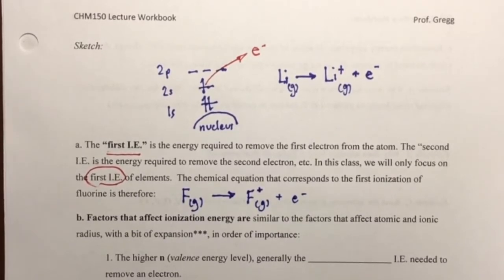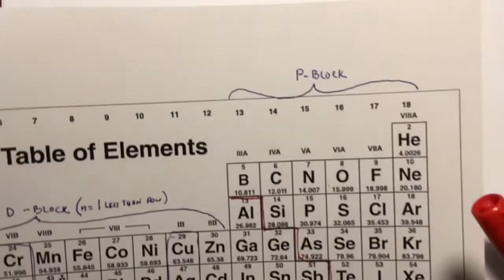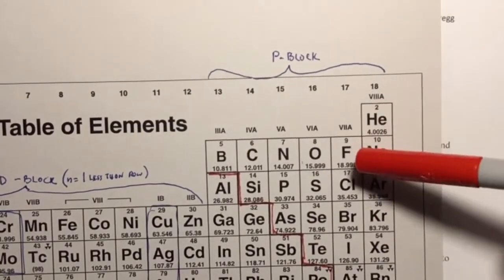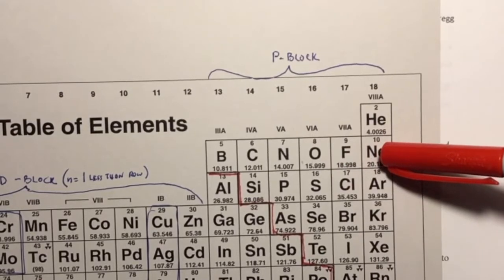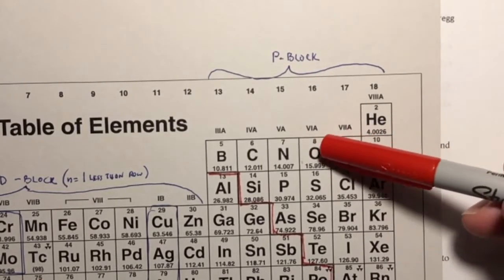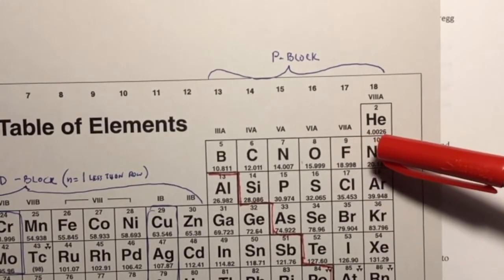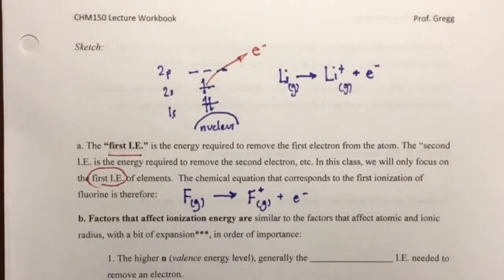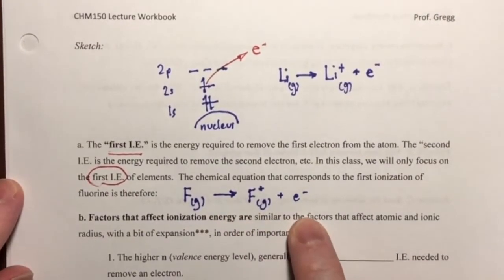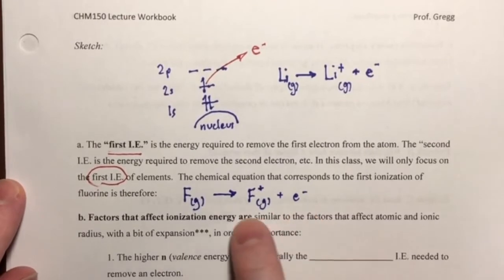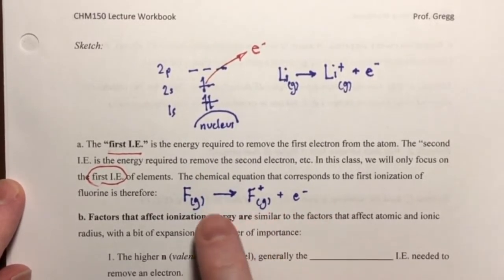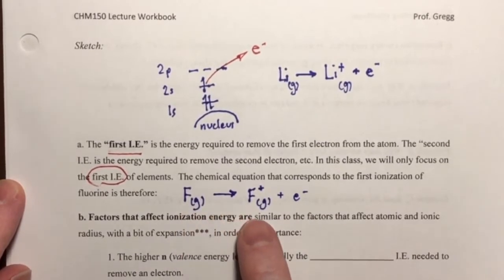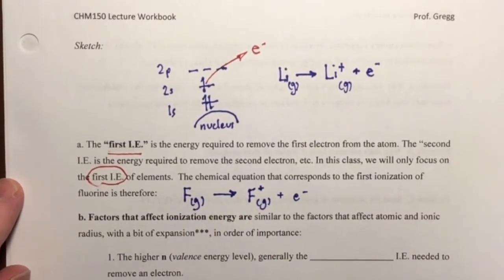Now, as I said, this does not happen easily for nonmetals. So for fluorine, it energetically prefers to gain an electron, right? Fluorine is not going to want to lose an electron. But we can write the equation for it losing an electron. We just have to recognize that's going to take an enormous amount of energy to make that happen, because nonmetals prefer to gain electrons rather than to lose them.